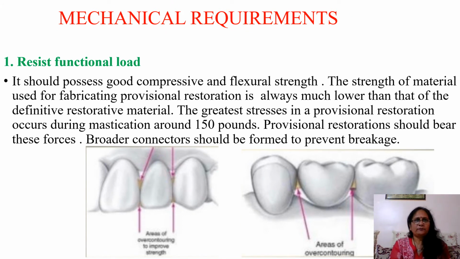Mechanical requirements. Resistance to functional load. Provisional restorations should possess good compressive and flexural strength. The strength of material used for fabricating provisional restoration is always much lower than that of the definitive restorative material. The greatest stresses in a provisional restoration occurs during mastication, around 150 pounds. So provisional restoration should bear these forces. Broader connectors should be formed to prevent the breakage.